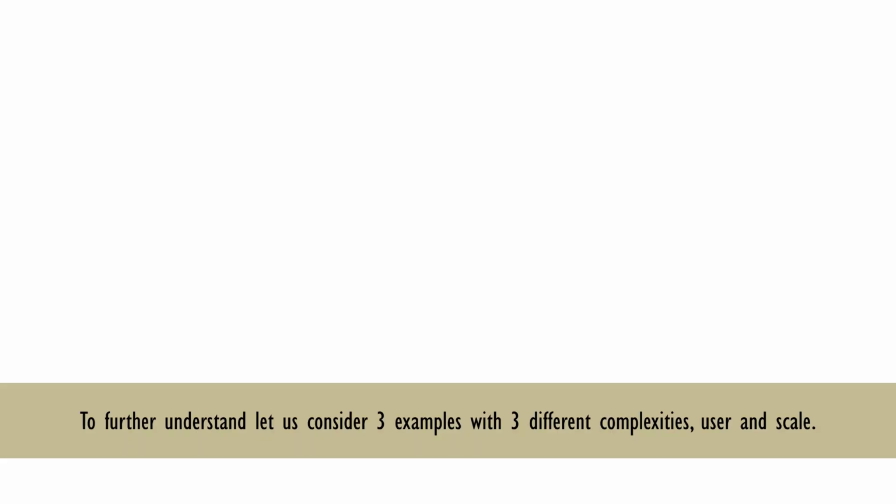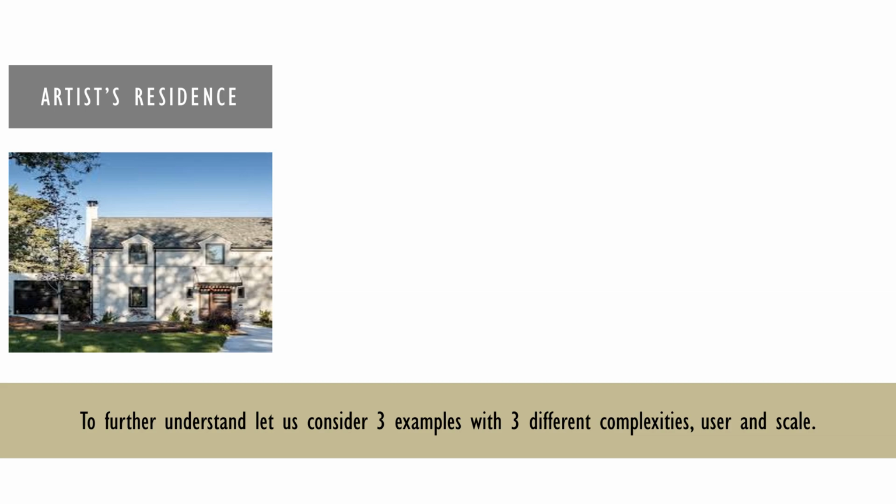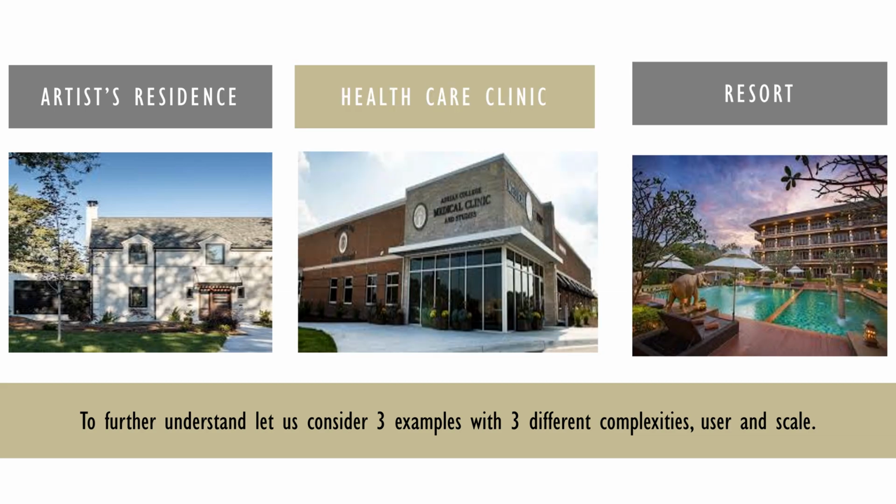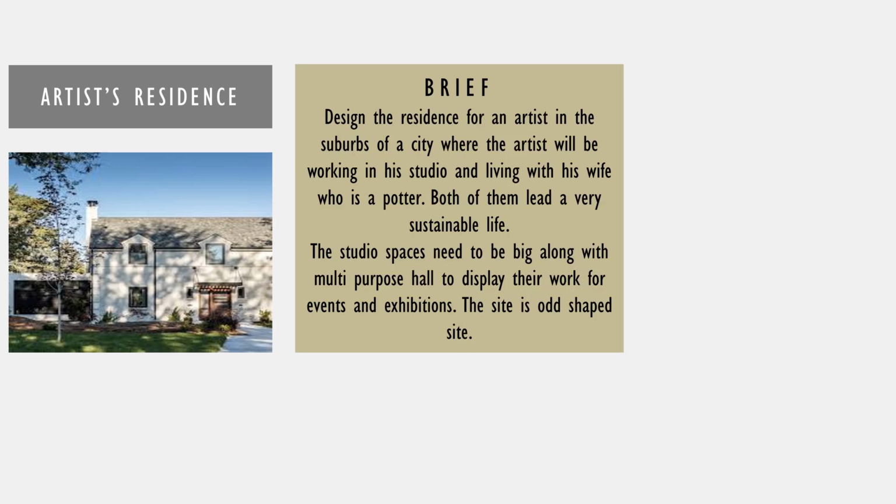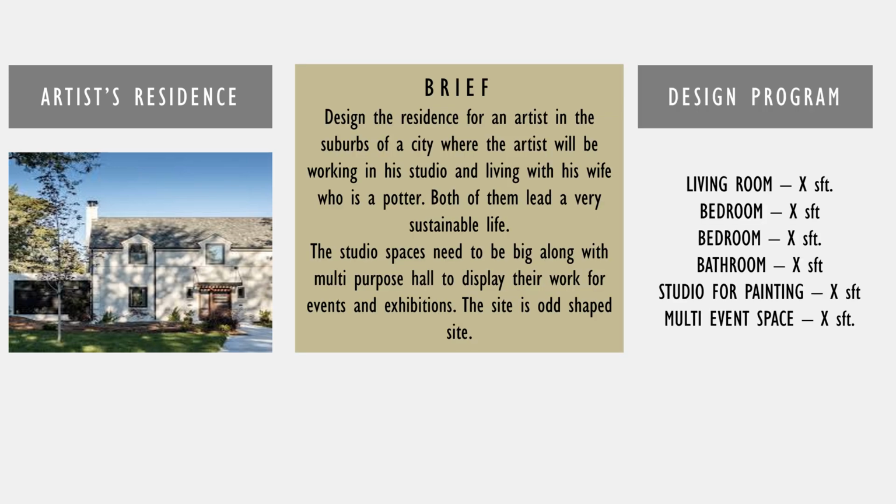As mentioned earlier, we have to consider three examples with three different complexities, users and scales. One is an artist residence, a healthcare clinic and a resort. The first example is the artist residence. We have a brief and a design program. Design the residence for an artist in the suburbs of the city, where the artist will be working in his studio and living with his wife, who is a potter, or a sculptor.